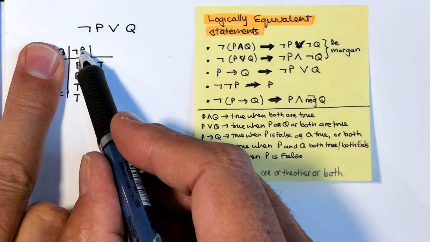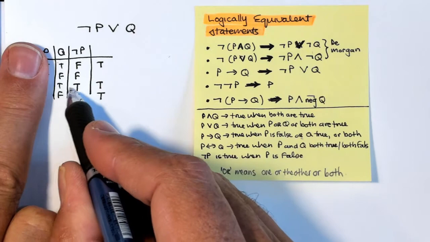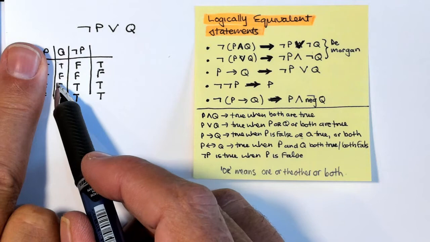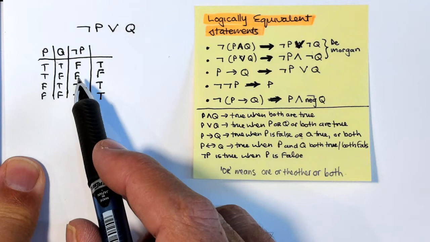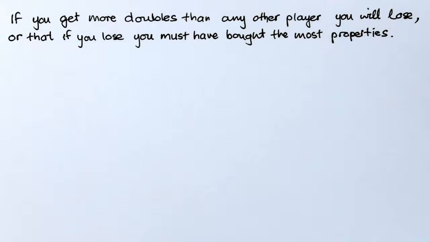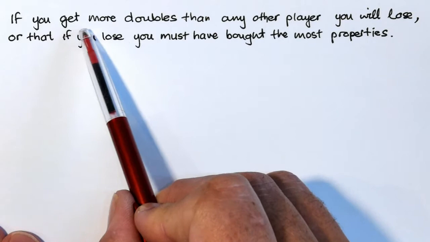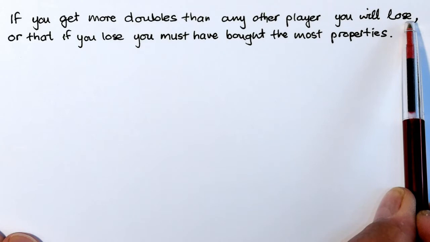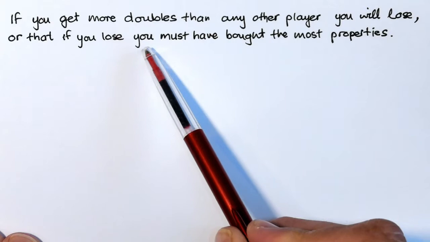Okay, our second example. Let's look at this. It says, if you get more doubles than any other player, you will lose. We're returning to our Monopoly question, by the way. Or that if you lose, you must have bought the most properties. So let us look at the keywords in the statement. There's the if, and then let's read. If you get more doubles than any other player, so we can insert a then, you will lose. The if-then part.